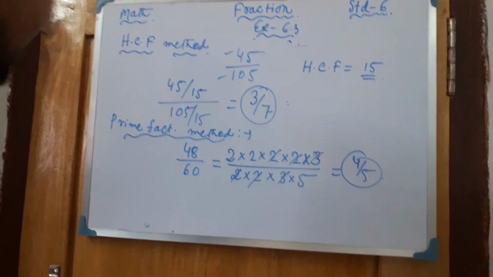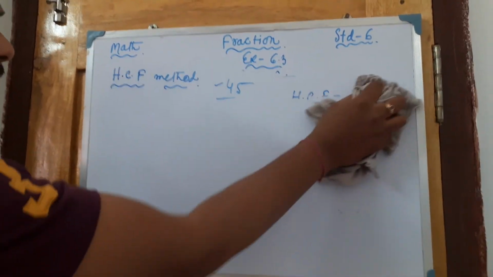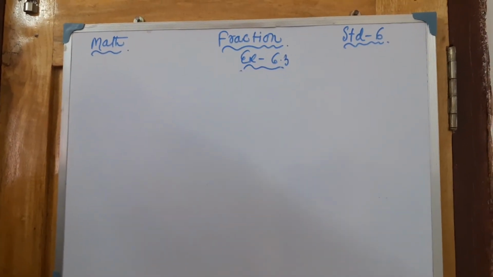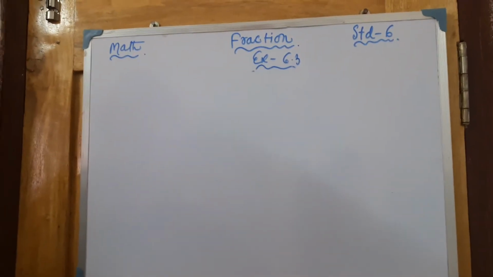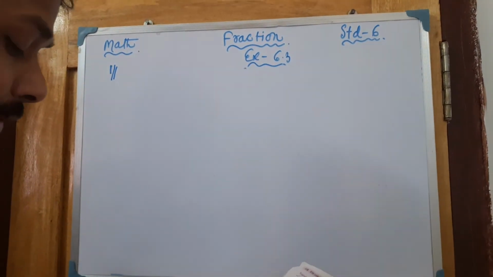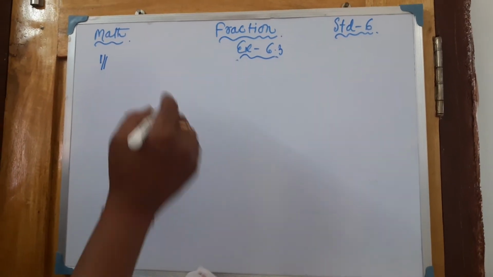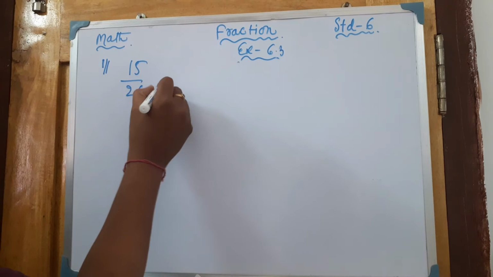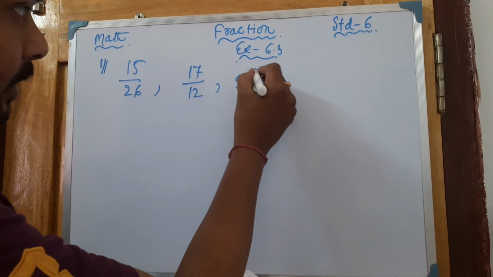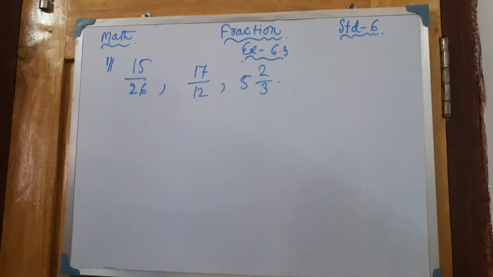Now come to the exercise. A few exercises I am doing here, and a few exercises you will do for homework. Now come to exercise 6.3. Here, what are the things present? The first question is given. State which of the following fractions are proper, improper and mixed. Proper means you know, improper means you know, and this one is the mixed one. In this way you can write down which are the proper fractions, which are the improper fractions, and which are the mixed fractions.